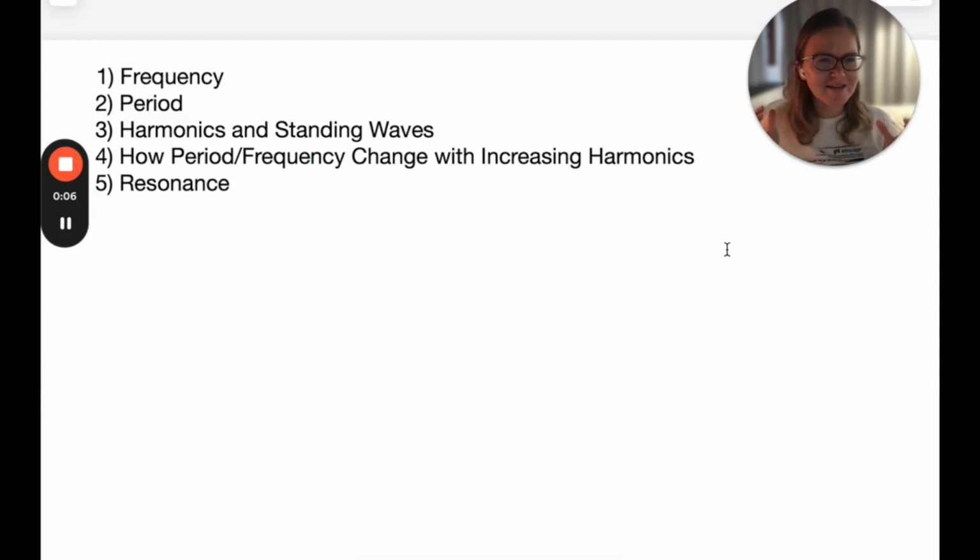Okay, so now if we do a more in-depth review of this question, we're going to review a lot of important concepts for the MCAT, like frequency and period of a wave, what harmonics are and how they relate to standing waves, and then how period and frequency of a wave changes as you increase harmonics, and finally, what resonance is. So let's jump right in with the discussion of what frequency and period of a wave, like a sound wave in this case, mean.